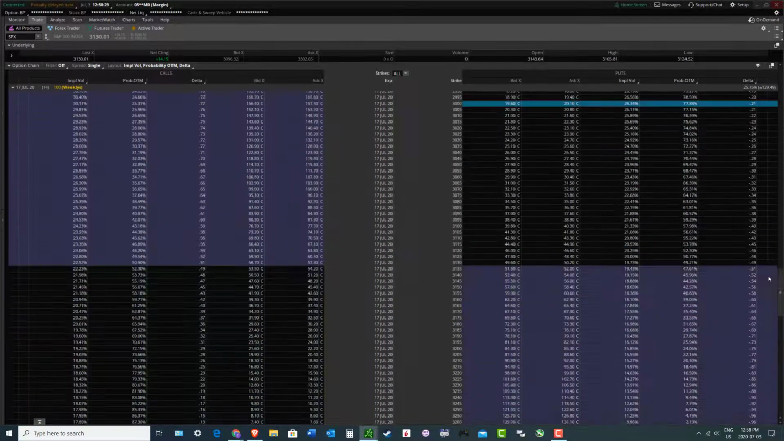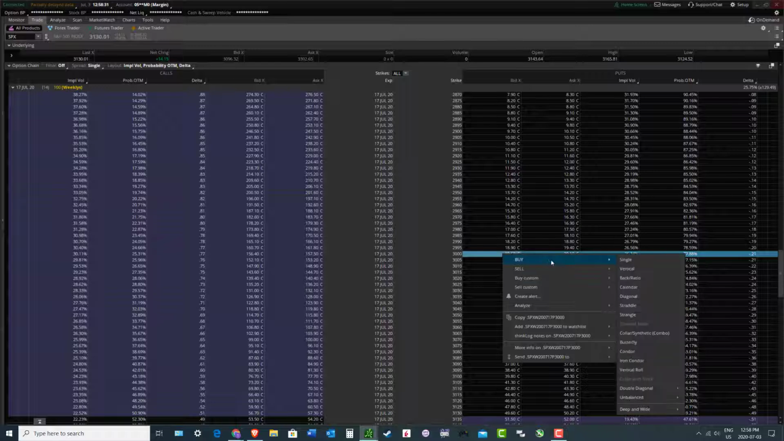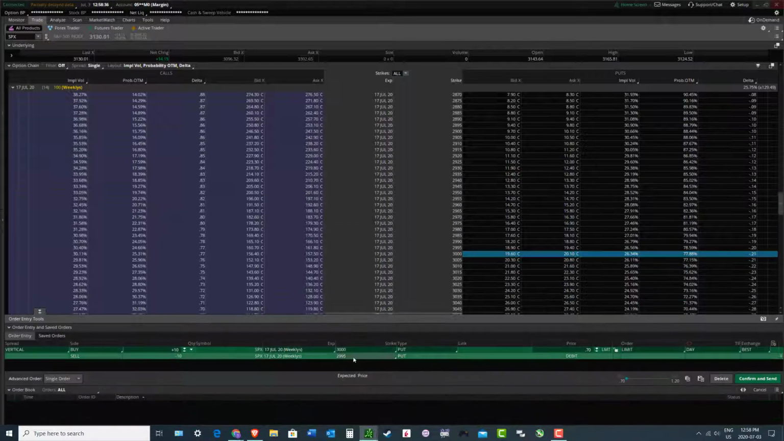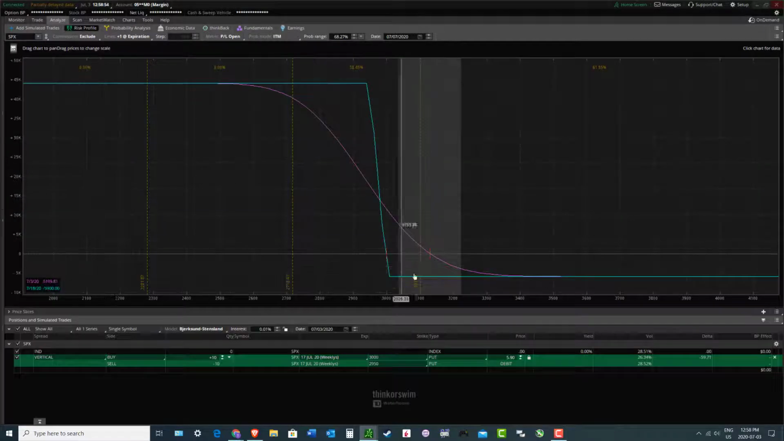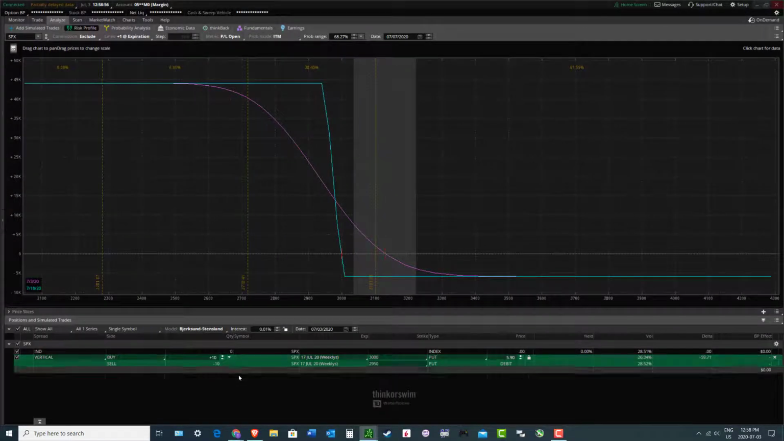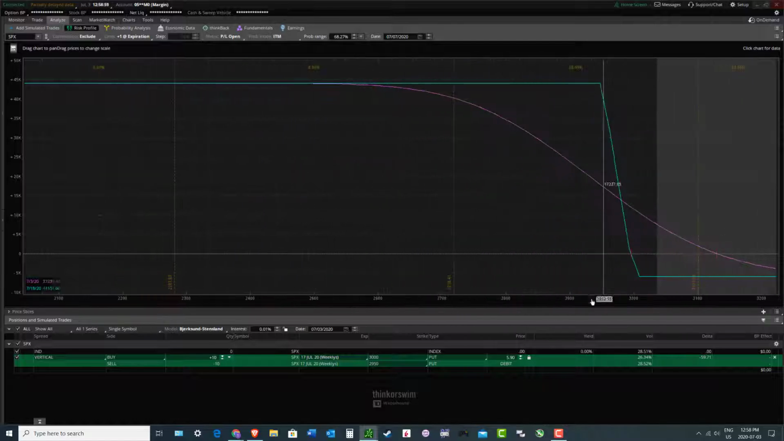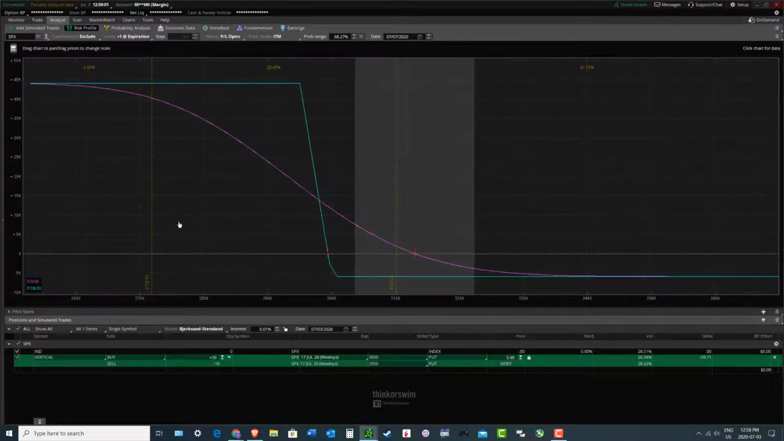Scroll down here, and I'm thinking about buying the vertical spread, put spread, SPX. So I'm looking at buying the 3000s and selling the 2950s. Now I haven't determined what contract size I'll use, but let's just use 10 currently as an example. And let's go analyze this on the analysis section. And let me just change the scale here a bit, make it a little more visually appealing.